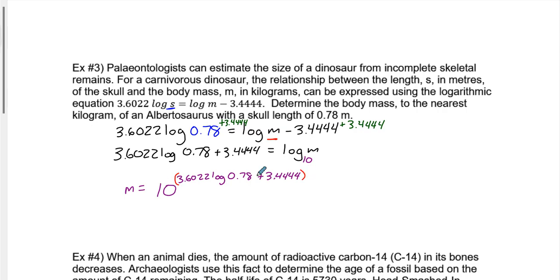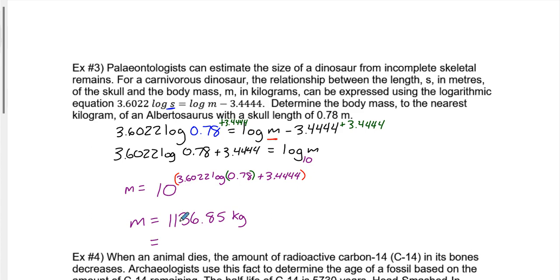We can type all of that into our calculator, put into parentheses, and just be careful. So when I plug that into my calculator, my 10 to the power of, and I'm just going to use my parentheses, 3.6022 log of, my calculator opens up that parentheses, so I make sure I close that. And I add my 3.4444. The mass of this Albertosaurus would be 1,136.85 kilograms.